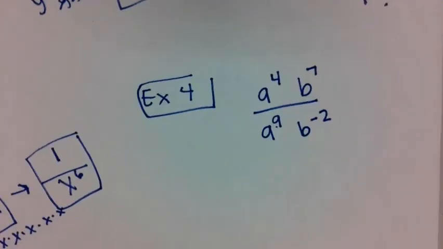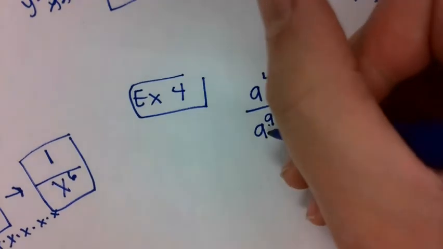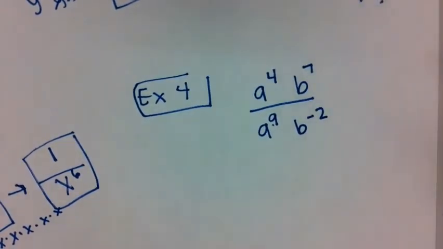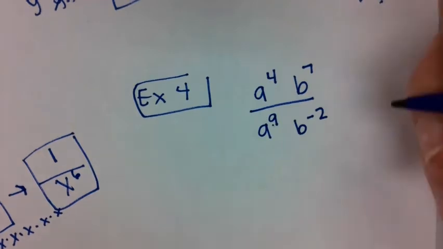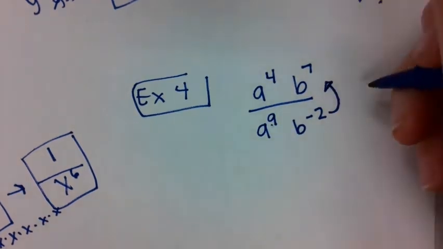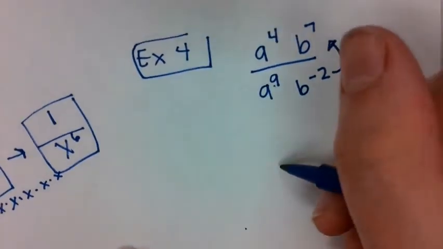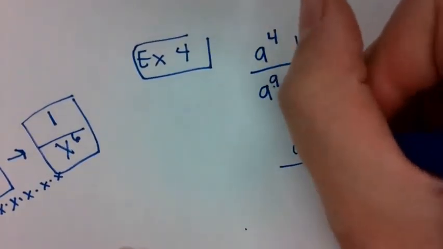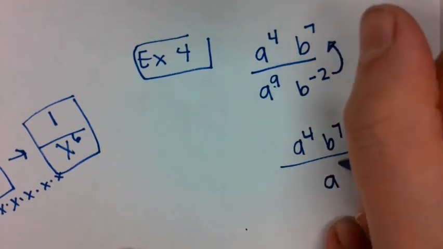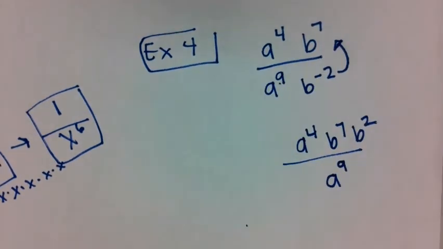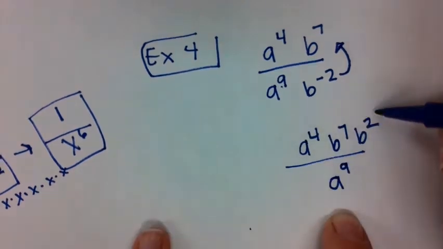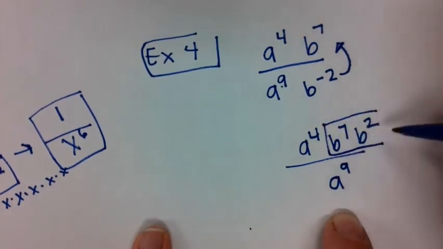Okay, so what do I do when there's more than one variable? Well, when there's more than one variable, I'm going to first return the traitor back to the side that they belong on. So I'm going to return b squared up top, and I'm going to rewrite my fraction. So here we go, rewriting my fraction. A to the 4th, b to the 7th, b to the 2nd, and a to the 9th remains on bottom because they're not traitorous.